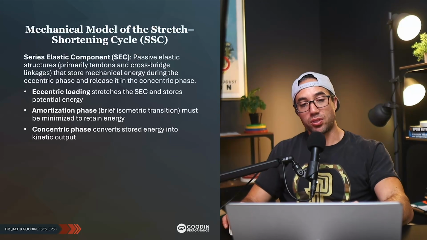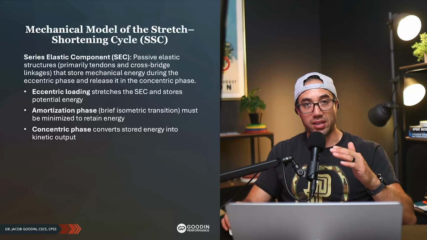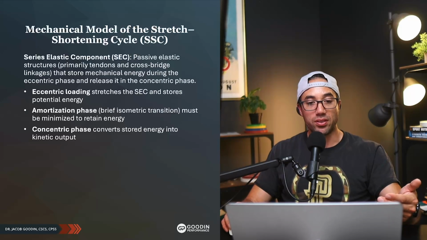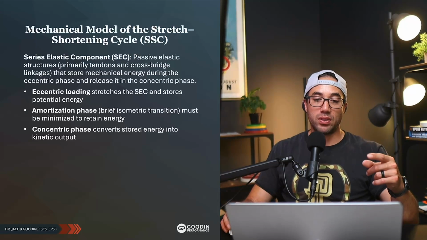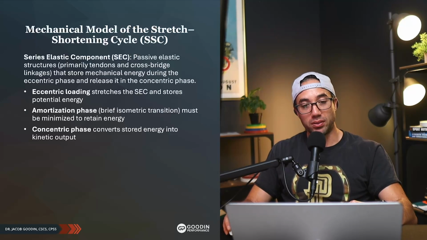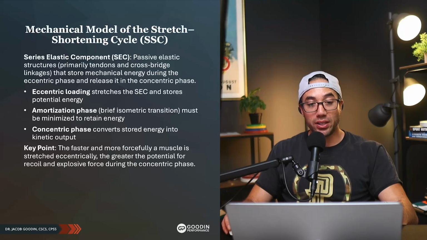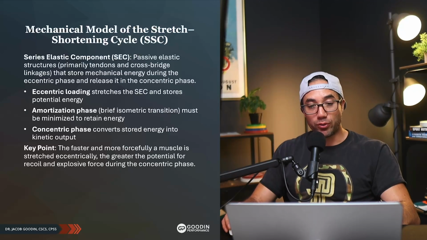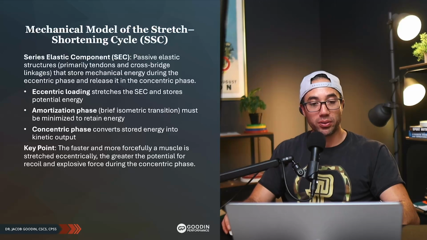But back to the sequence. So we have eccentric, amortization, and then the concentric phase. And during the concentric phase, that's where this converted energy that was stored is now released into kinetic output. It's stored and then converted into kinetic output. Okay, so the key point here is that the faster and more forceful a muscle is stretched eccentrically, the greater the potential for recoil and explosive force during the concentric phase.